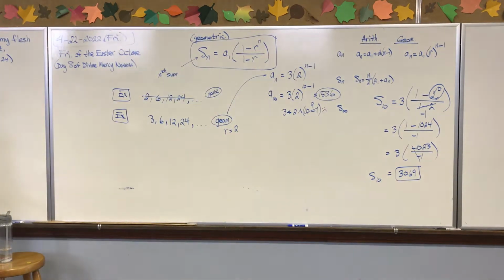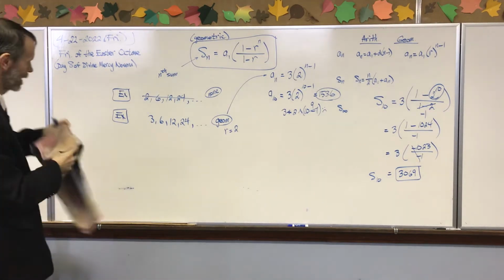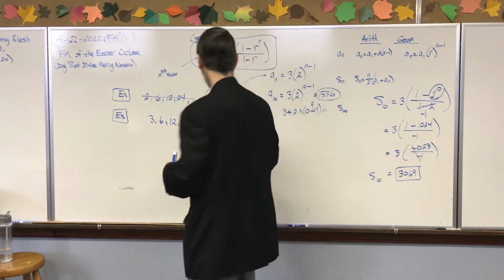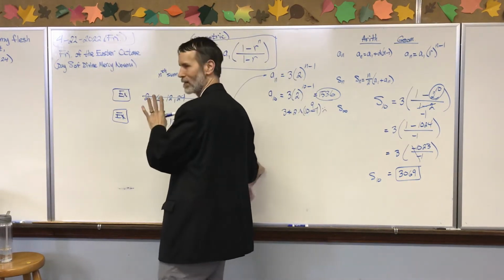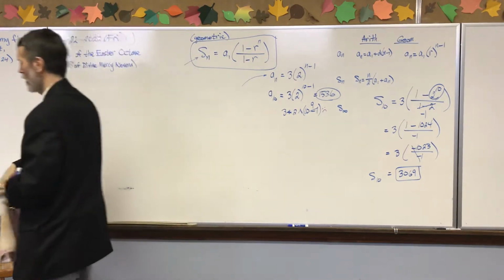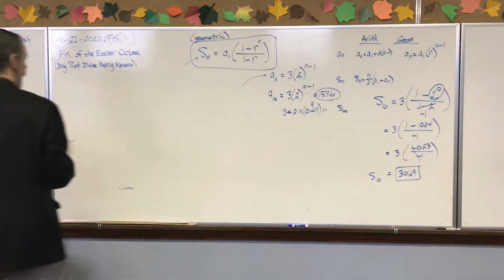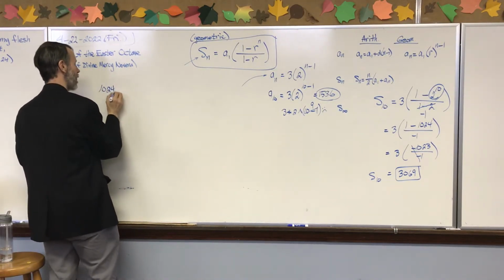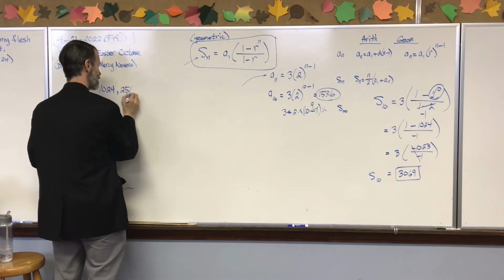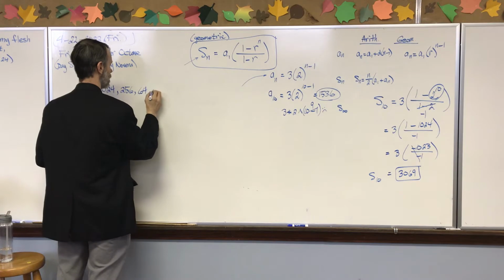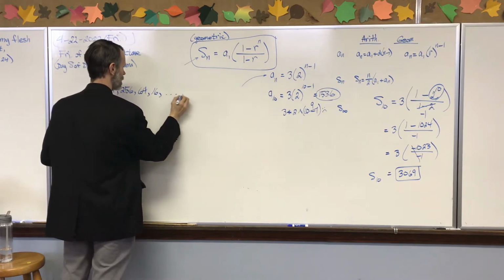Does that make sense? All right, now, this next one is going to be a little bit more annoying. Try it anyway. Let's try it. 1024, 256, 64, 16, dot, dot, dot.